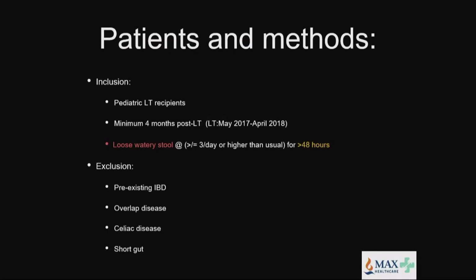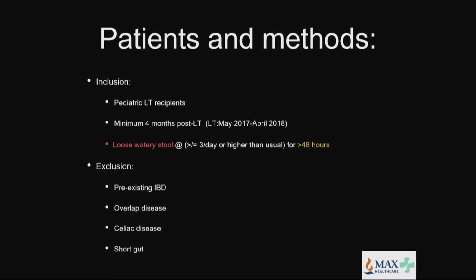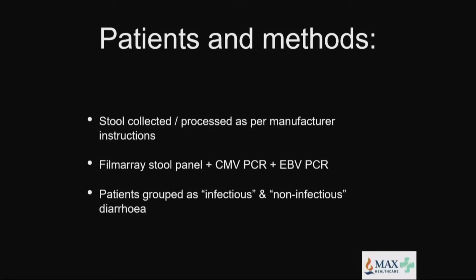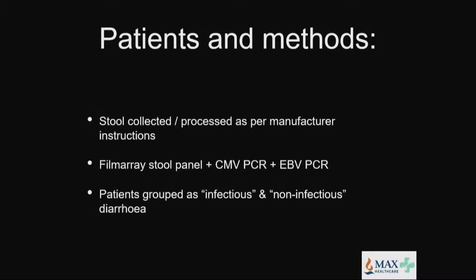We excluded pre-existing IBD because we would not know whether that's a flare or not. We excluded overlap, that is AIH and PSC, and AIH and UC. We excluded any child who had pre-known celiac disease, and because we also had one child with a short gut, this was a later addition that we will not include short guts either. The stool was collected and processed as per the manufacturer instructions. The FilmArray PCR was done. At the same time, we always did the CMV and the EBV PCR. The patients, on the basis of the reports, were divided into 2 groups, that is the infectious and the non-infectious diarrhea.